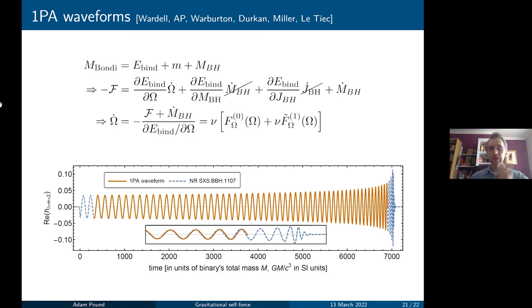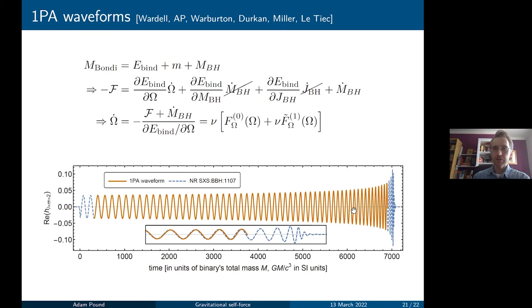So this is the waveform for mass ratio 1 to 10. Blue is exact numerical relativity, a particular SXS waveform, but we've compared to many different waveforms. And orange is our 1PA waveform. And you can see it is bang on perfect over a big portion of the inspiral.